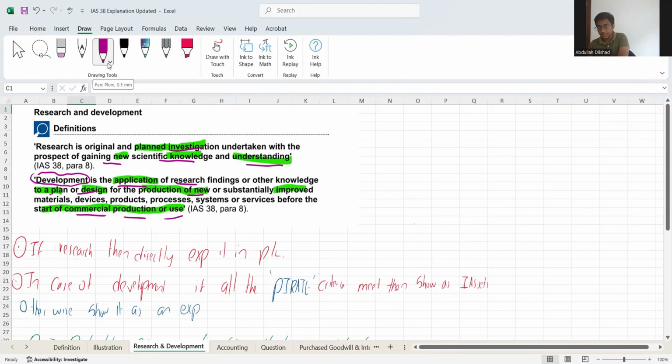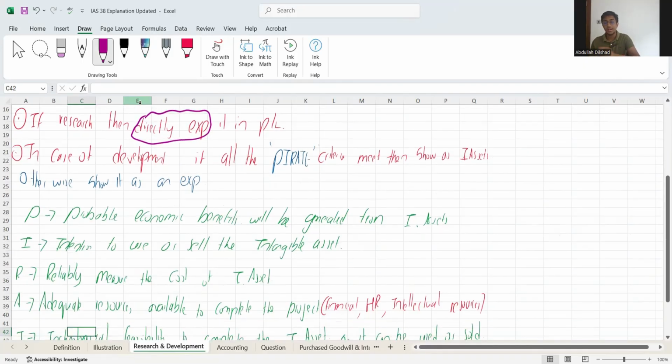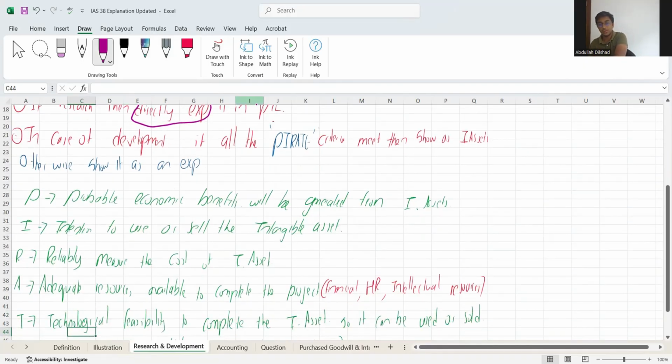If it's research, guys, always close your eyes and directly expense it to your P&L. Since it is research, it is always an expense in your profit or loss. Now, we are going to recall something called the PIRATE criteria.